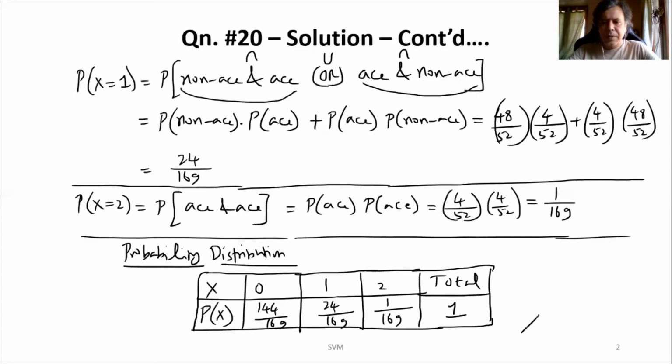We'll continue with one more problem in relation to random variables and their probability distribution in our subsequent video.